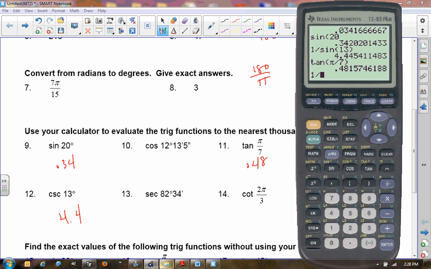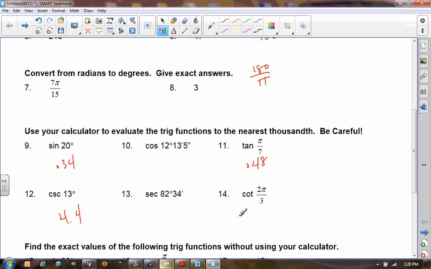1 divided by the tangent, because that's cotangent, of 2 times pi divided by 3. Negative 0.57. Or 5/8.